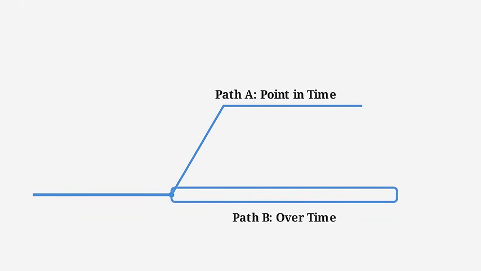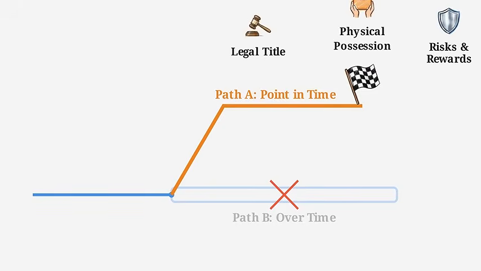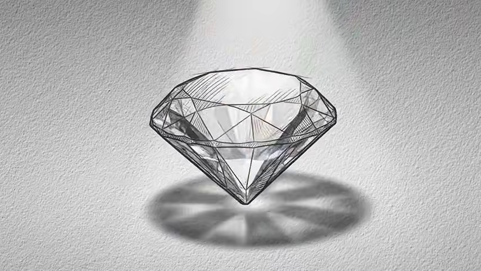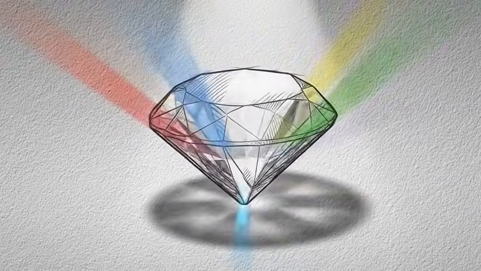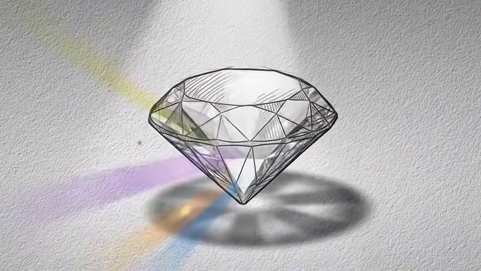If the criteria for Path B's over time recognition are not met, the obligation defaults to Path A, point in time. Indicators for this exact point include the transfer of legal title, physical possession, or passing over the significant risks and rewards of ownership. With Step 5 satisfied, the core algorithm is complete. The abstract promises of a legal contract have now been successfully converted into crystallized, measurable, hard revenue figures.